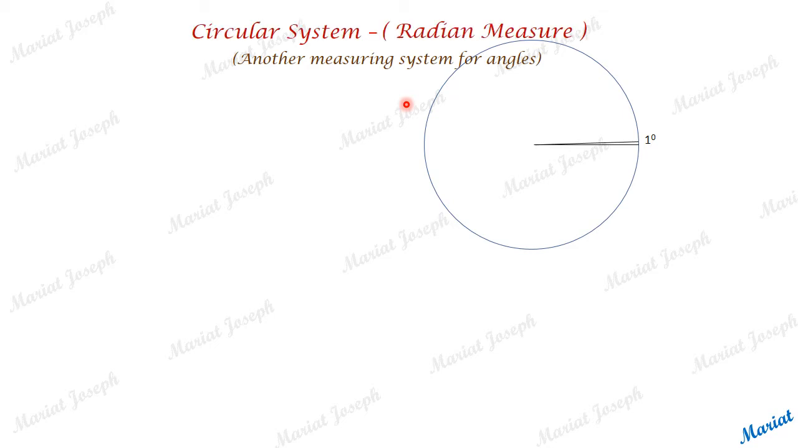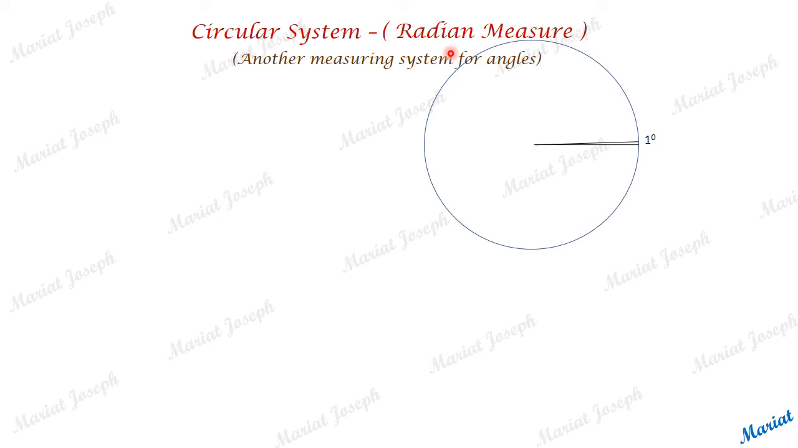Commonly used measuring unit for angles is degree measure. And the basic unit is 1 degree. 1 degree is a very small angle. We are going to have another measuring system for angles now. It is based on a circle. The definition is based on a circle. That is why the system is called circular system.